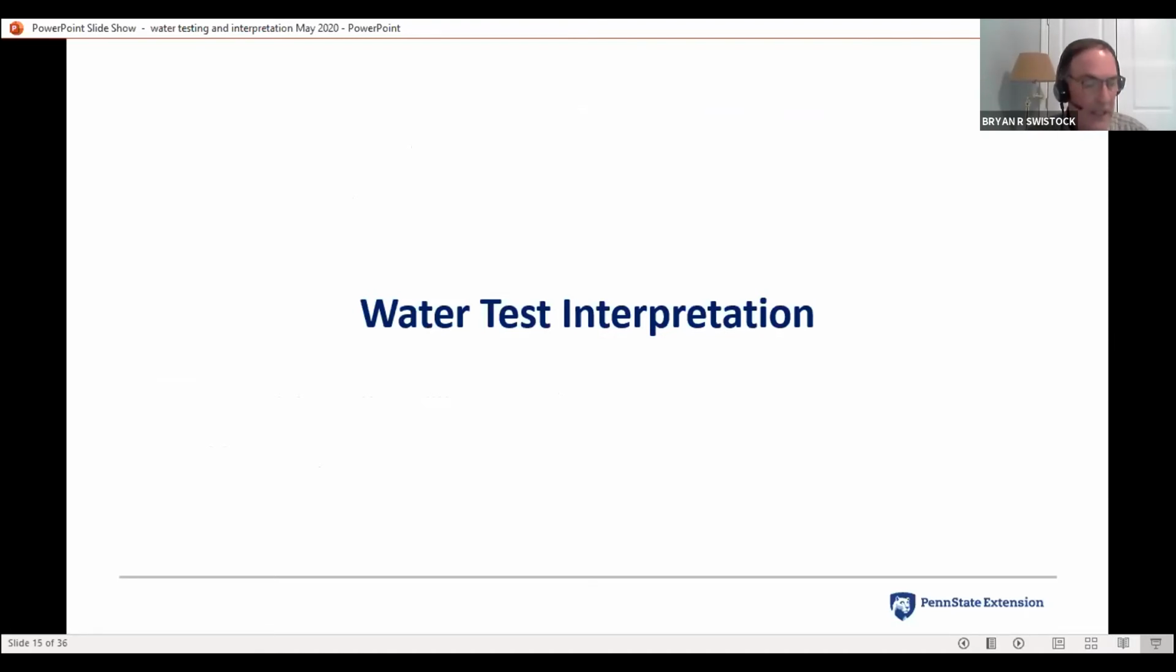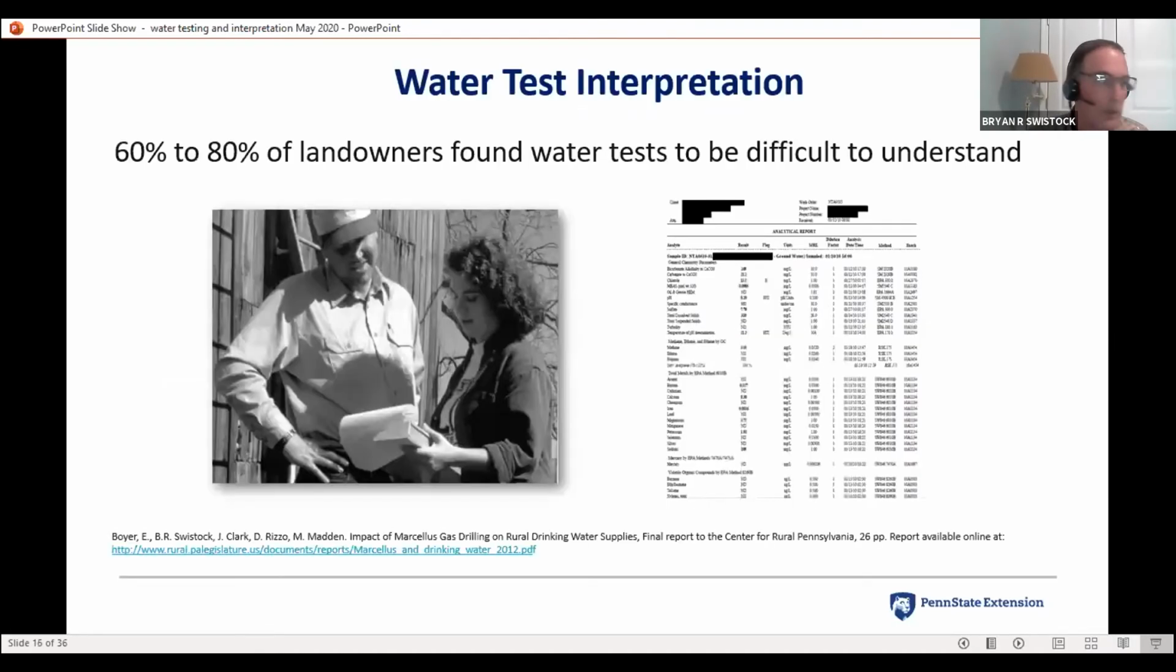So for the rest of the time here, let's look at some water test interpretation. First of all, I said earlier that one of the things that we hear from homeowners is it's very hard to understand these and they get frustrated. In fact, in the surveys that we've done, 60 to 80% of the landowners that we surveyed said that the water samples that they got, either from pre-drill testing by the industry or where they hired labs to do the testing themselves, they found those results to be very difficult to understand.